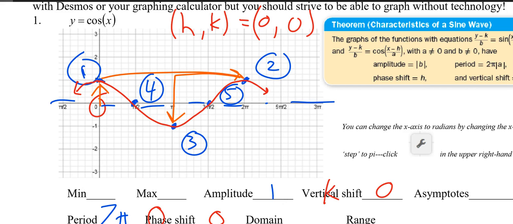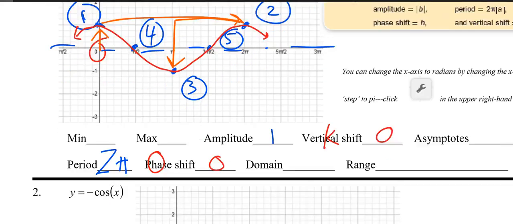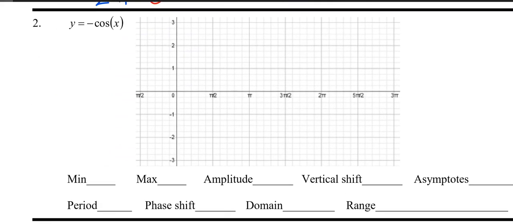And of course, we could probably identify all the other stuff, domain, range, min, max, but that's going to be pretty similar to what you saw yesterday. Okay, try this one.